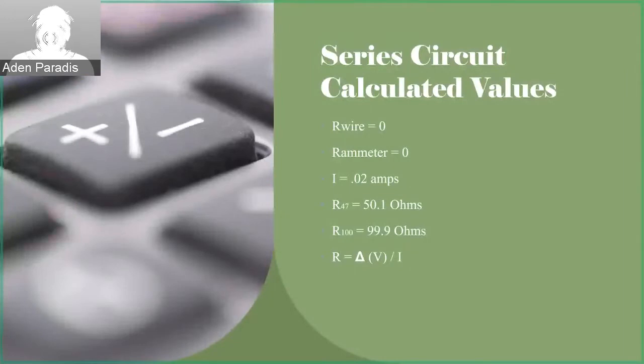So here are the calculated values. For this experiment, we assumed that the resistance of the wire and ammeter are 0, which is not true in real life. The current calculated was 0.02 amps. The resistances of the two resistors, respectively, were 50.1 ohms and 99.9 ohms. And right here you can see the equation used to calculate the resistance of each of these resistors.